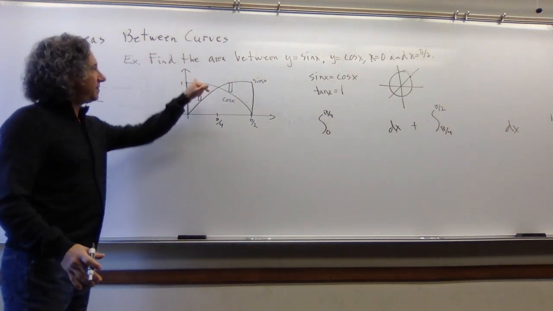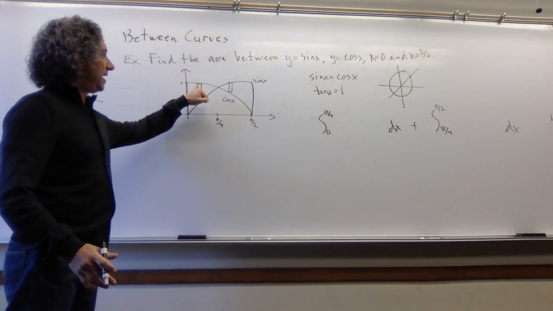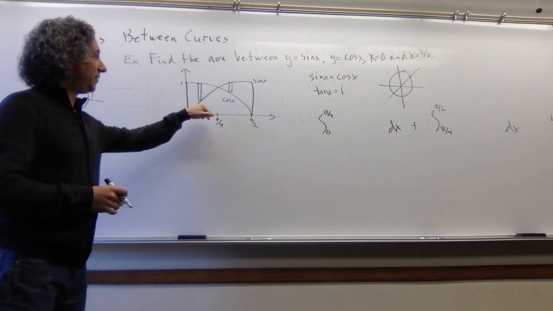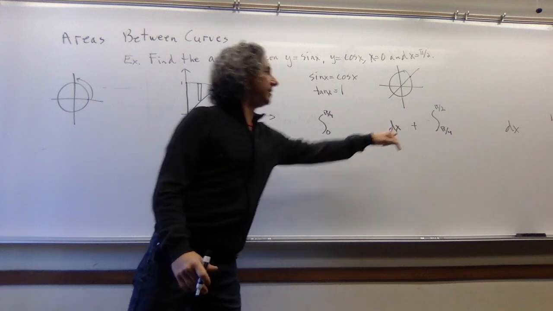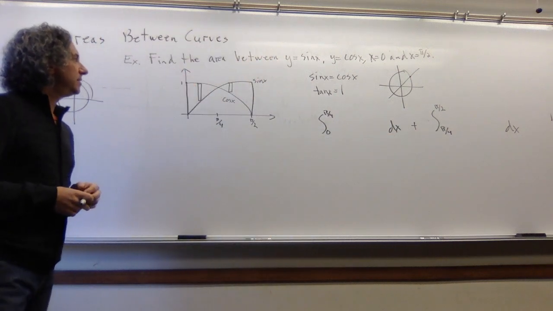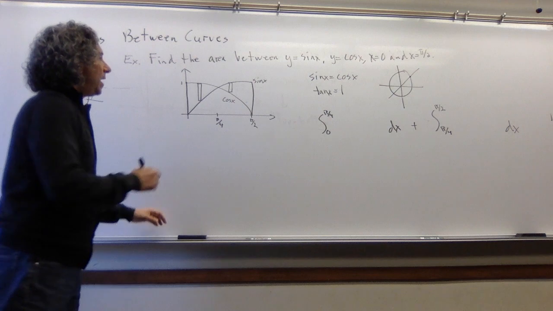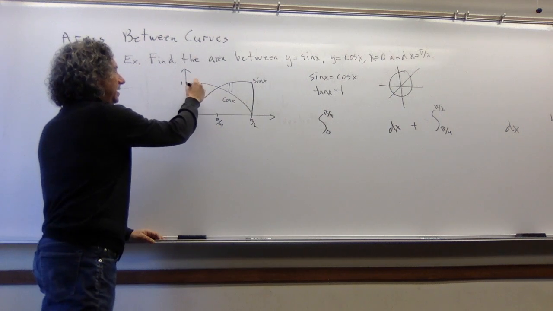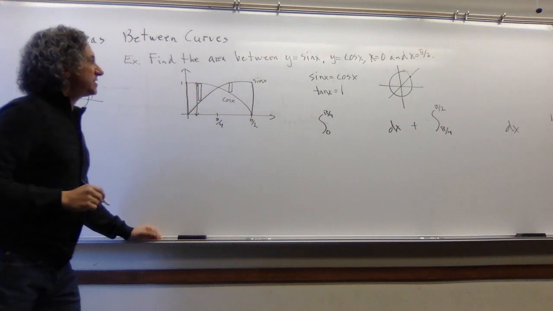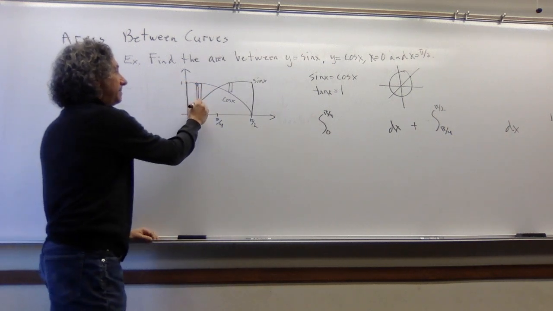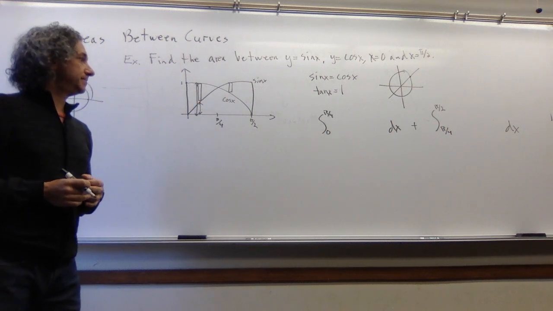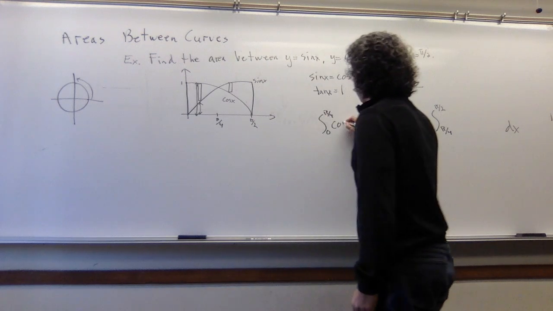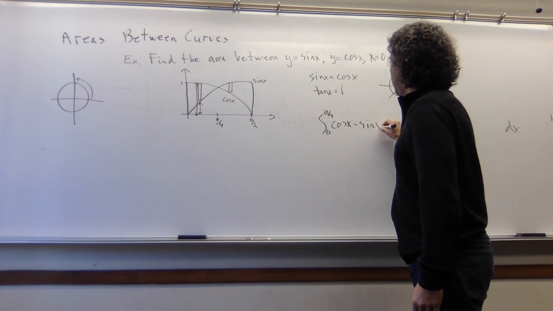So once again, I want to get the height of the ith rectangle. Its width is delta x. And when we construct the limit and convert it to an integral, it'll look like this. That'll be our quote-unquote dx. So what's the height of this guy? Well, the height of this guy is going to be this distance, which is given by cosine of x, minus this distance, which is given by sine of x. So this integral is going to be cosine of x minus sine of x.